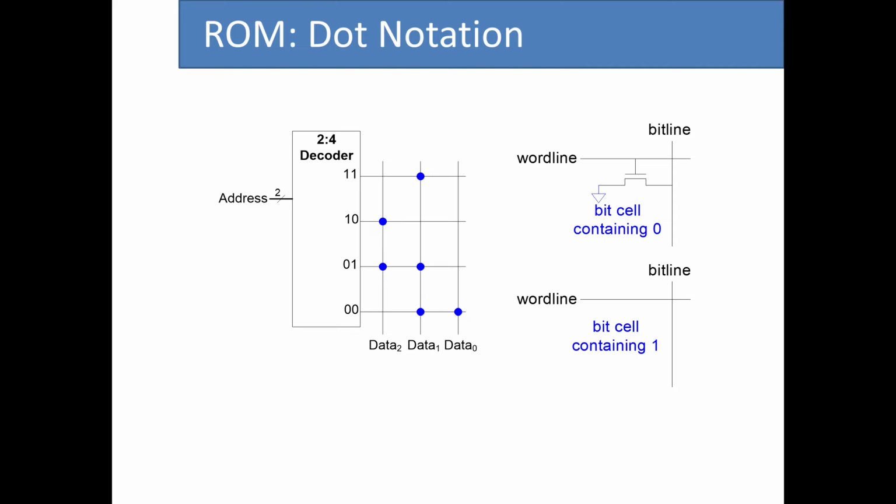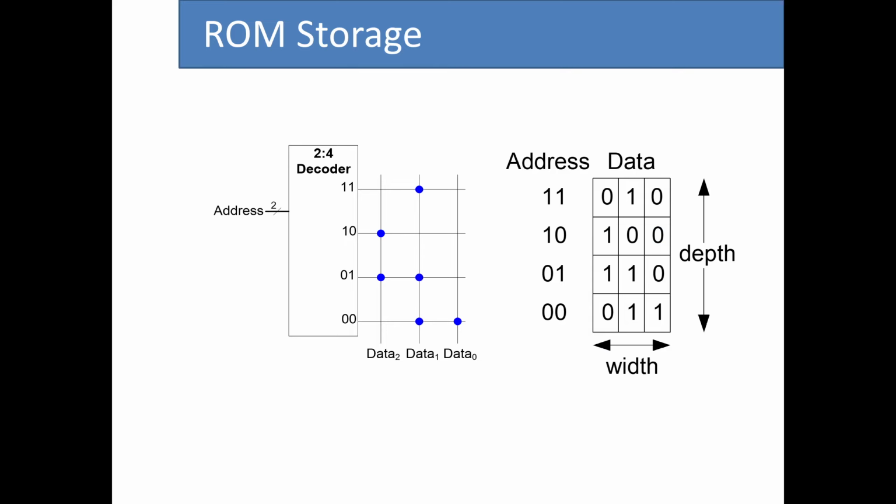So usually for ROMs, we use what is called the dot notation. So anytime a transistor is not there, meaning that we have a 1 stored, we use a dot. Anytime that a transistor is there, meaning that we have a stored 0 here, we don't use a dot. So this is actually the way that we store data on ROMs, or at least we represent the data that is stored on ROMs using dot notation.